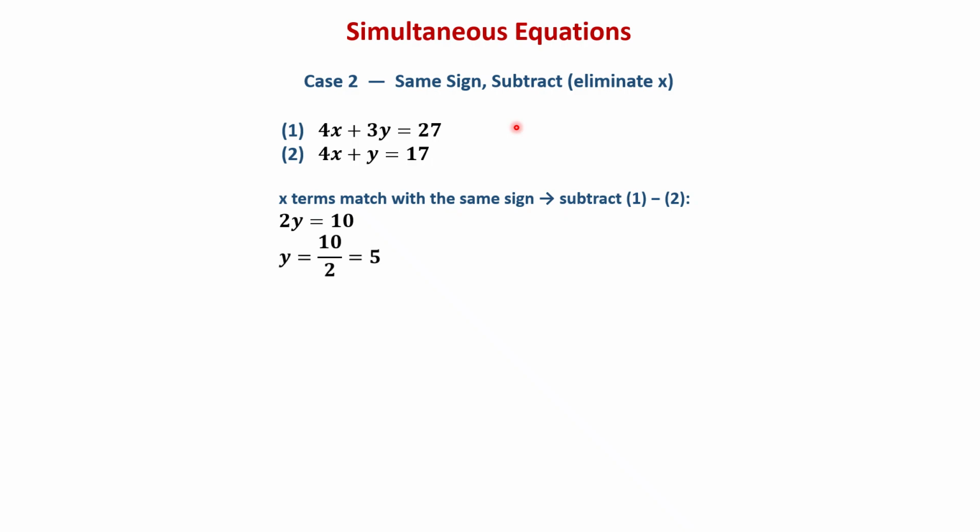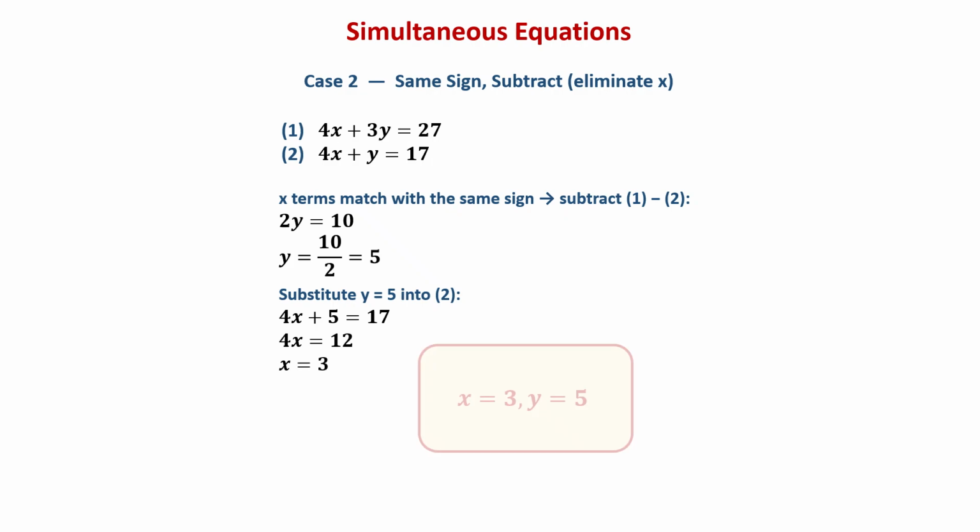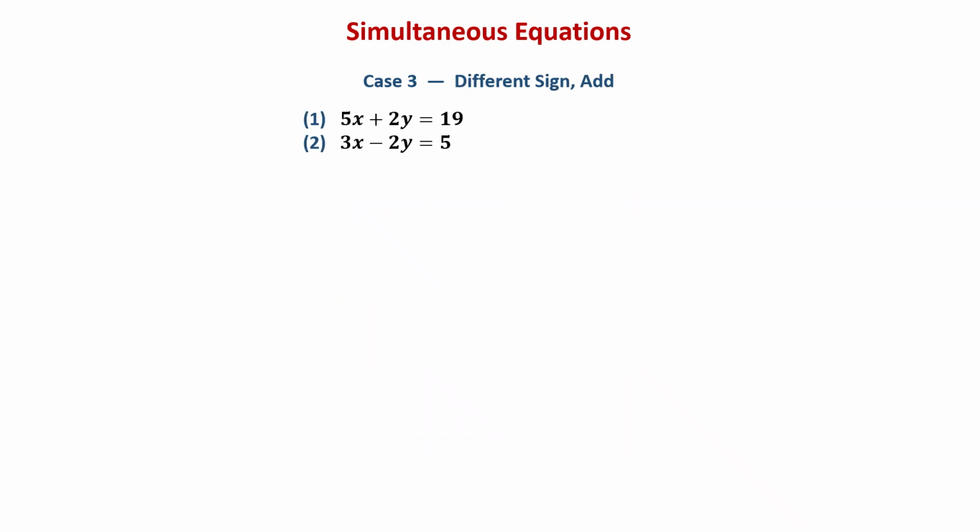To get x, substitute in any of the equations. We substitute in equation 2. So it's going to be 4x plus y. We know y is 5. So it's going to be 4x plus 5 equals 17. 4x plus 5 is 17. What number plus 5 is 17? It's 12. That means 4x is 12 and x is 3. You got the values 3 and 5. Let's look at some different example.